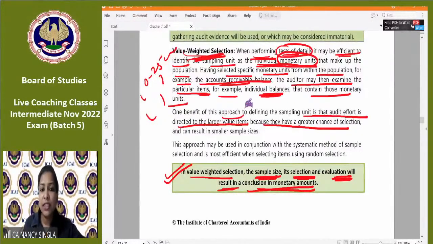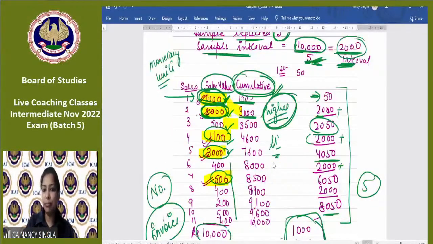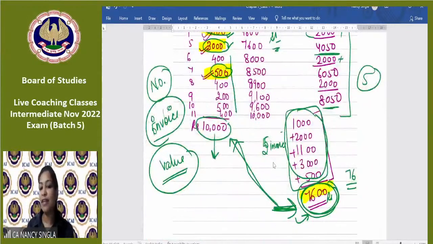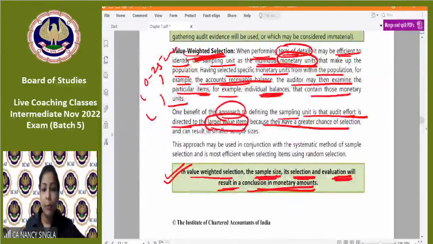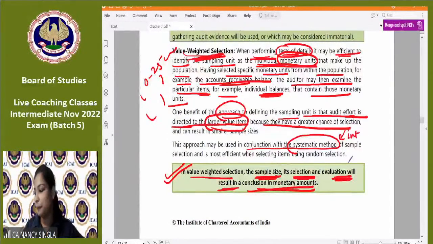One of the benefits of this approach to defining the sampling unit is that audit effort is directed towards larger value items. See, we selected only 5 samples now, and we have a value of what? 7600 out of 10,000. Because they have a greater chance of selection, this approach is used in conjunction with the systematic method of selection. That is, the interval we calculated now.